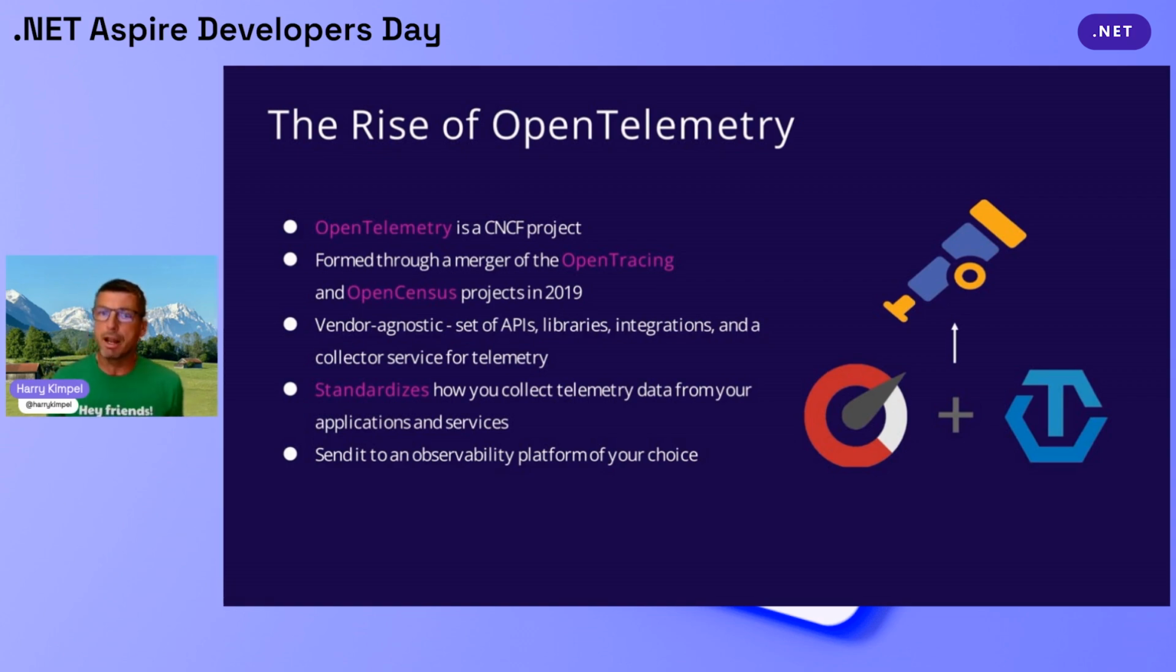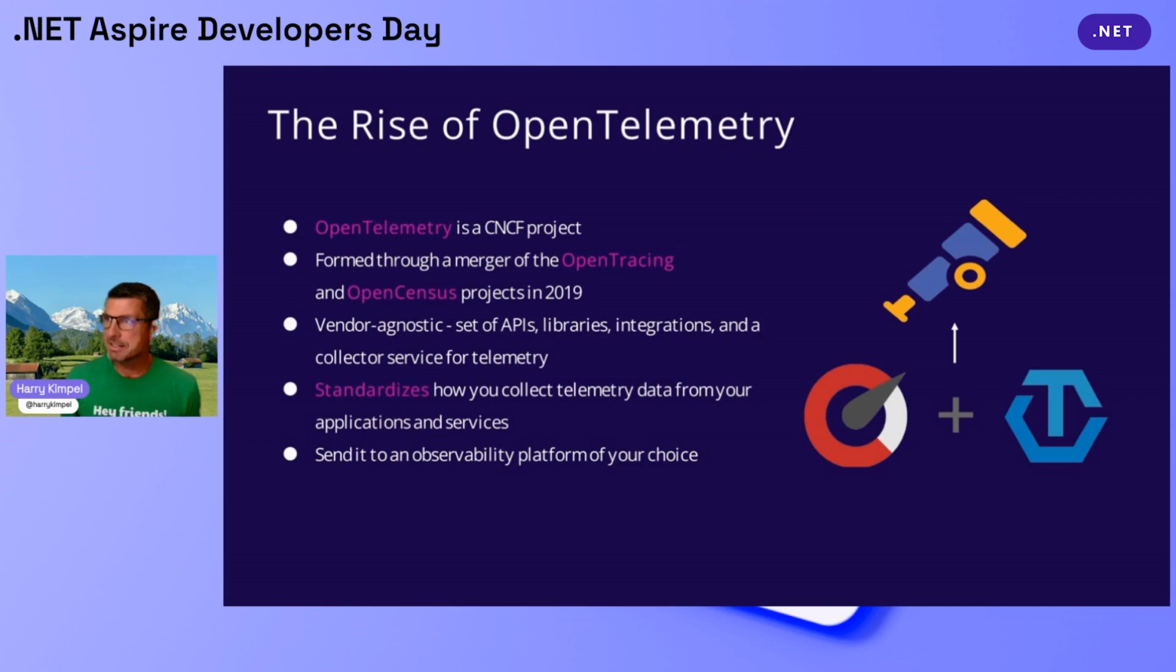And it allows you to define a pipeline, a collector that you can then use to process the data before you actually send it to some observability backend. You can obfuscate, you can drop data there. And then, finally, you can send it to an observability platform of your choice. And this is really what OpenTelemetry is all about.